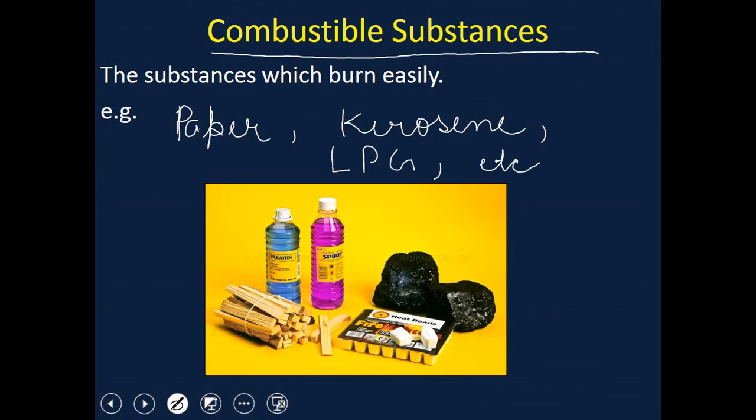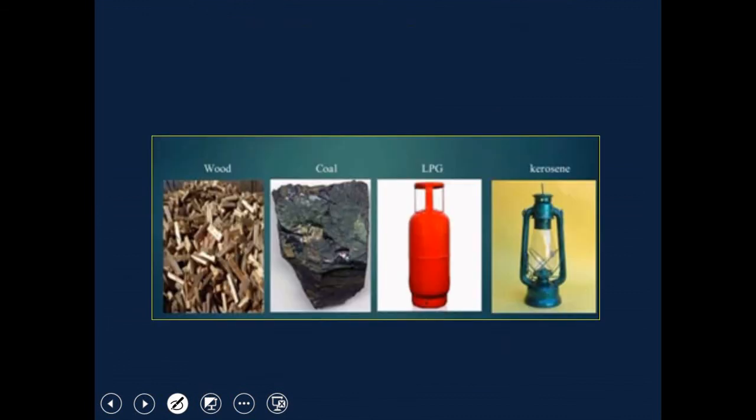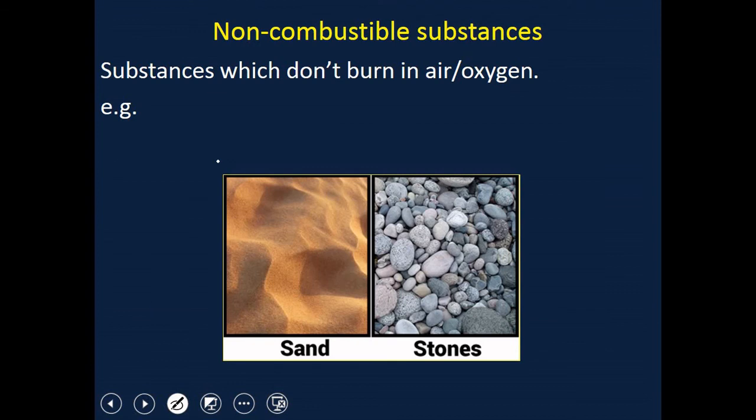In this picture you can see that various combustible substances are shown here. Then again in this picture we have the examples of a few more combustible substances. You can see LPG is here, kerosene is here, coal is here, wood is here. All these are examples of combustible substances.